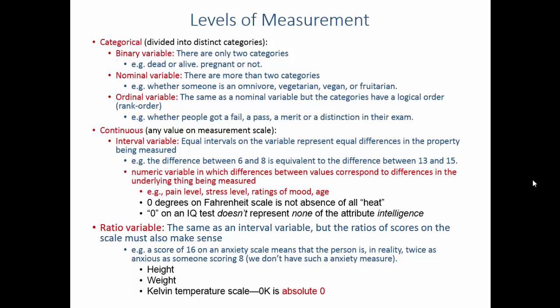So whether people got a fail, a pass, or some kind of pass with high distinction or something, that could be a three-category thing where you have three numbers to represent those three categories, except you can't just use any old numbers because there's a natural ordering to them.